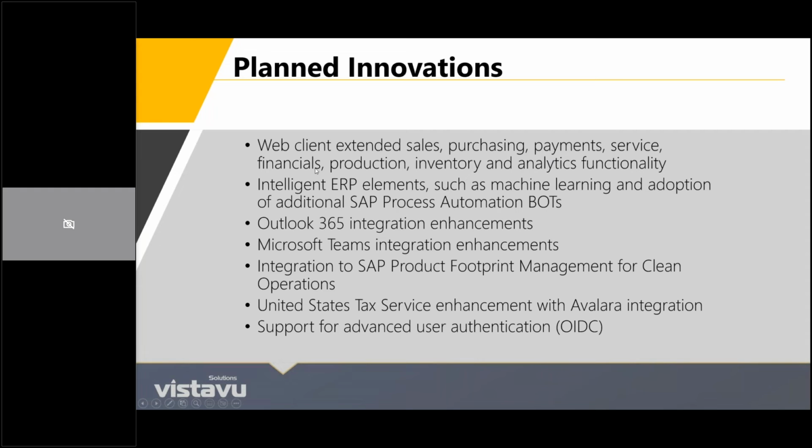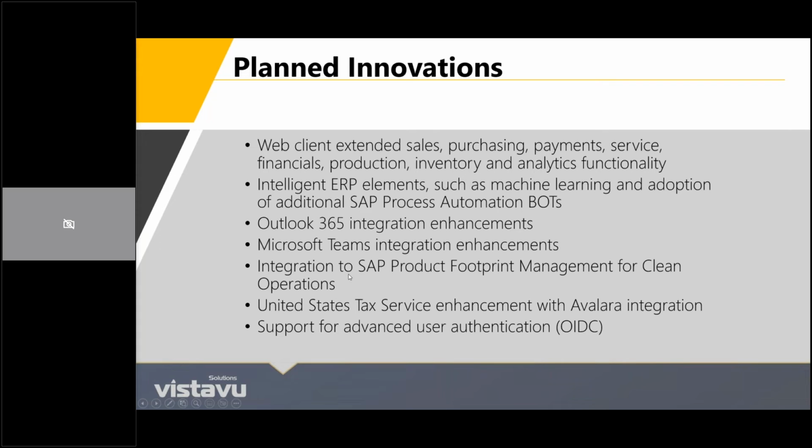But they continue to expand the web client functionality. And so as we have already payments and purchasing and service, we're going to start to see additional functionality around production and more analytics functionality. Again, there's a commitment to being able to release more of the intelligent enterprise and intelligent ERP elements, such as more bots, more rich and robust integration into Teams and Outlook 365. And then these three here are particularly interesting, and I kind of want to explain them in a little bit more detail.